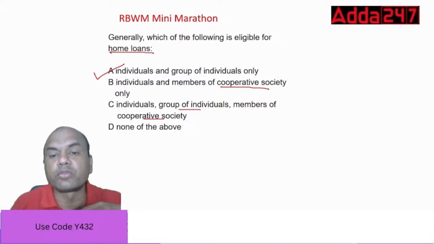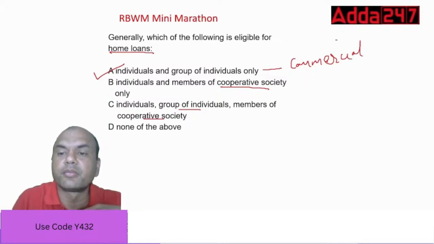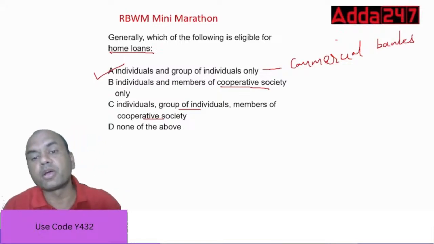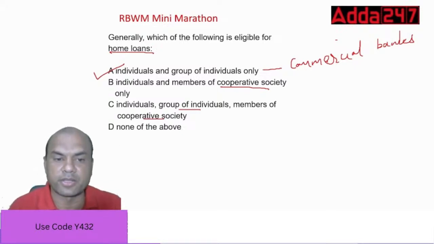Here we are talking of loans from commercial banks. Because in cooperative banks, you will get the loan if you are the member of that cooperative society. So that's why A is the only answer over here.